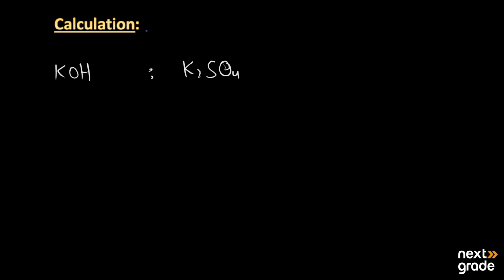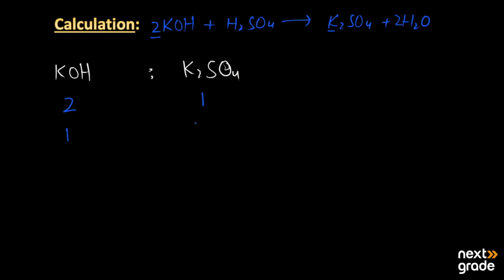To understand this, we have to rewrite the equation. Potassium hydroxide reacts with H2SO4 and changes into two products. The first product is potassium sulfate and the second product is a water molecule. By balancing it, we find that if we have 2 moles of potassium hydroxide, it produces just 1 mole of potassium sulfate. If we have 1 mole of potassium hydroxide, the moles of potassium sulfate will be 1 by 2.